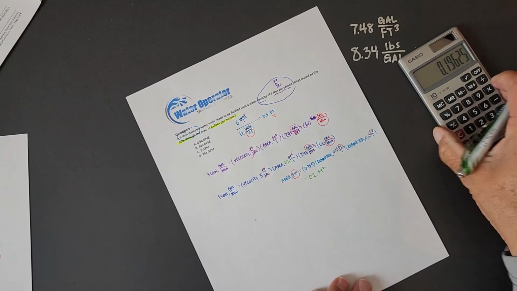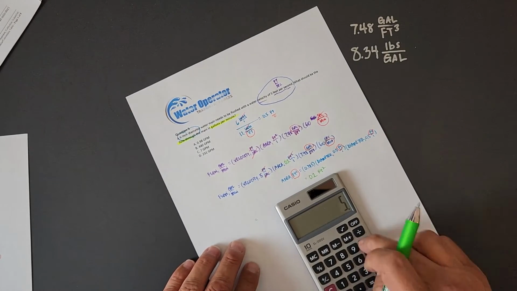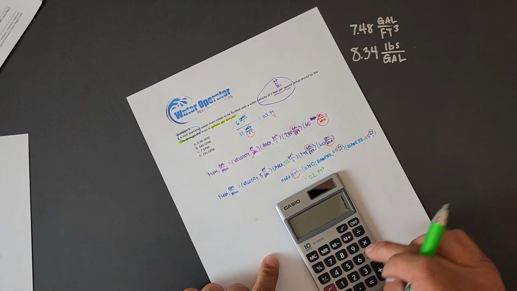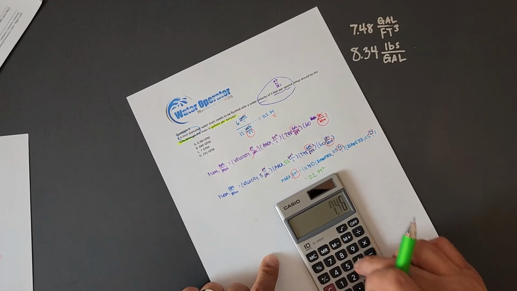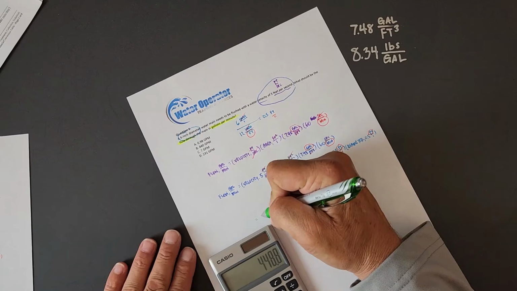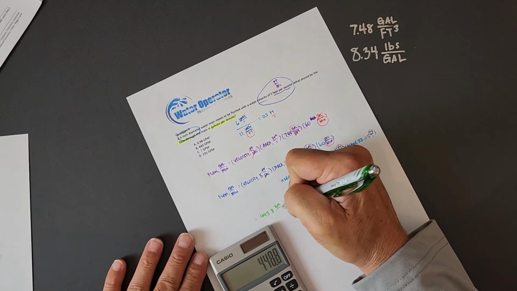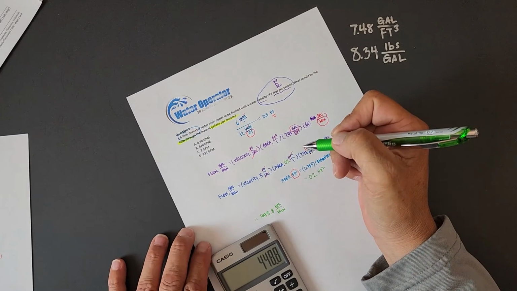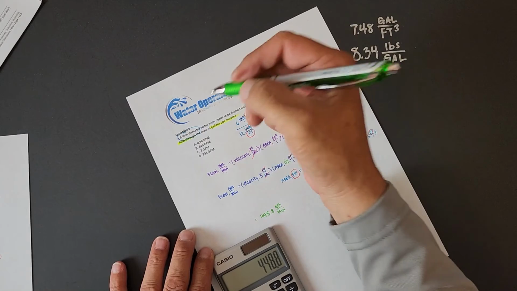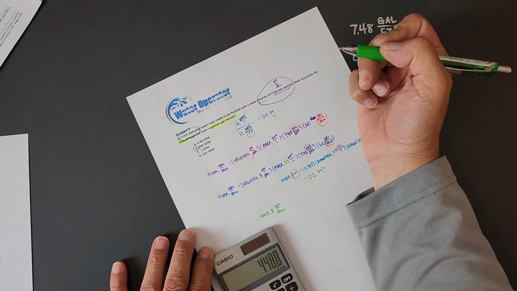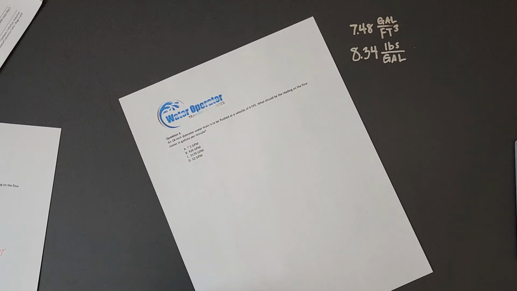So let's solve. 5 multiplied by 0.2 times 7.48 times 60. And that's going to give me 448.8 gallons per minute. What's the best answer? Certainly, it's B. Very good. All right, question number 6. An 18-inch diameter water main is to be flushed at a velocity of 4 feet per second. What should be the reading on the flow meter in gallons per minute?